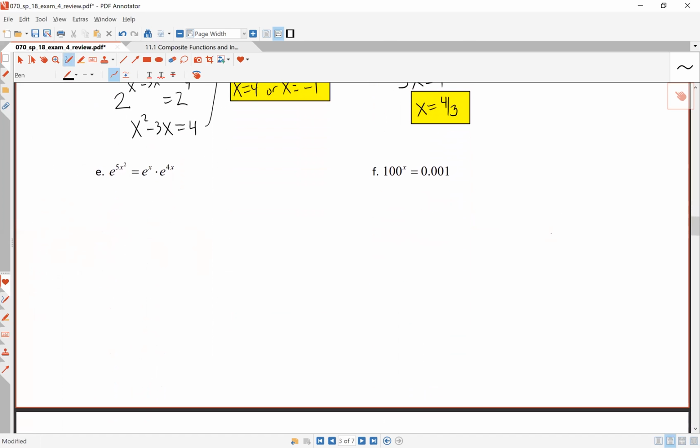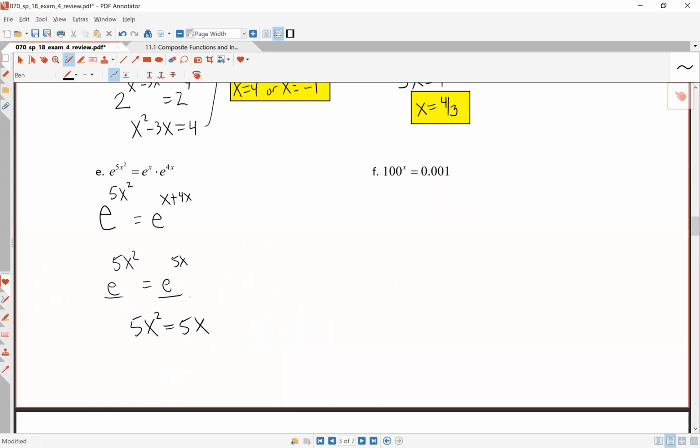Letter E has e to the 5x squared equals e to the x times e to the 4x. e is our natural base. The right side, when you have a like base and you multiply, you add your exponents. And so x plus 4x is 5x. When we have the like base, we drop it off, and we just say that 5x squared equals 5x.